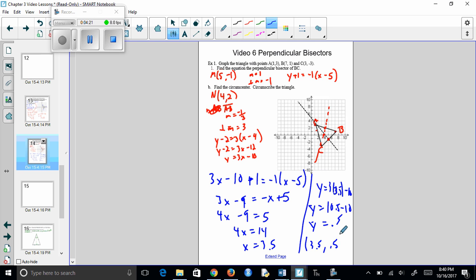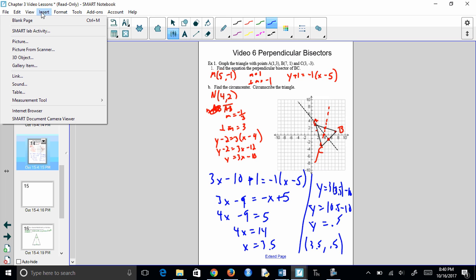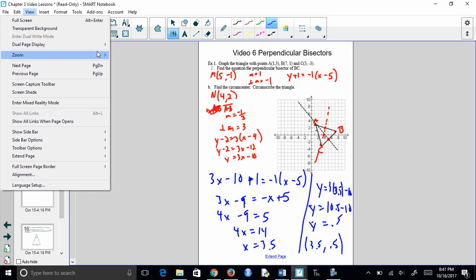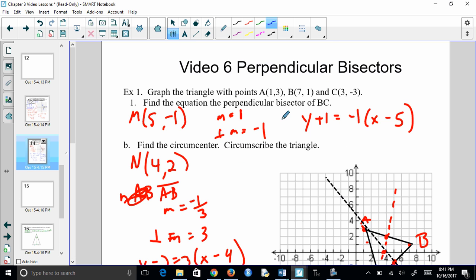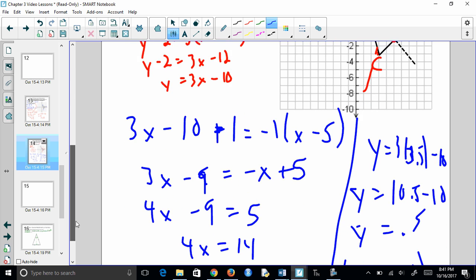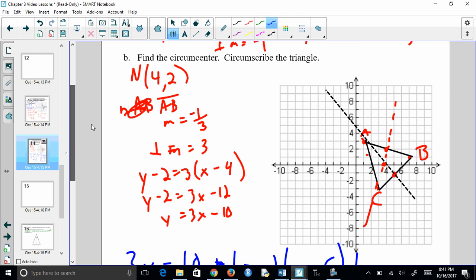Now I'm going to try to zoom in a little bit on this one, just so we can see where this is at. 3.5, 0.5. So 3.5, 0.5, and that looks like it lands right where we want it to. So I feel pretty good about that.